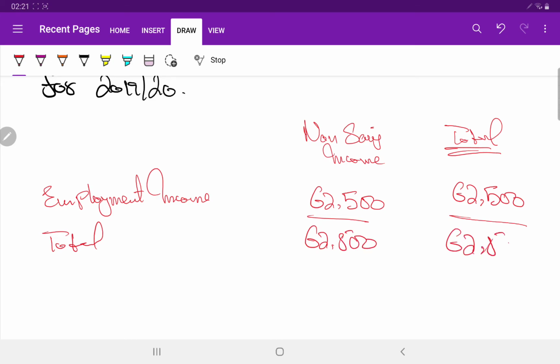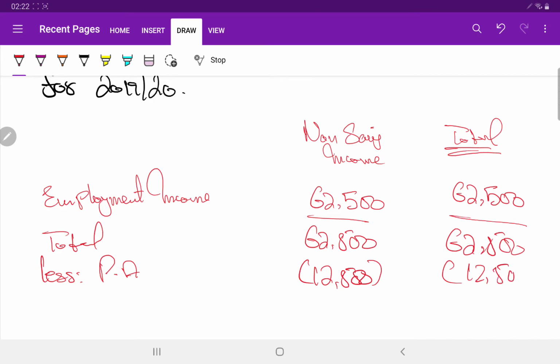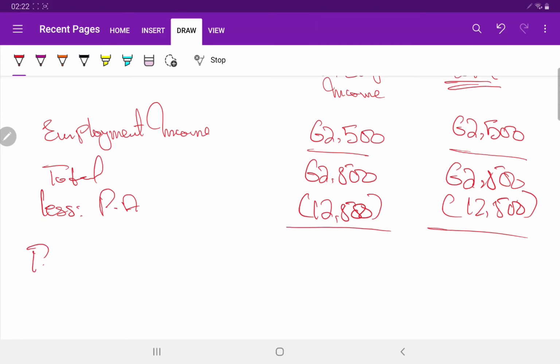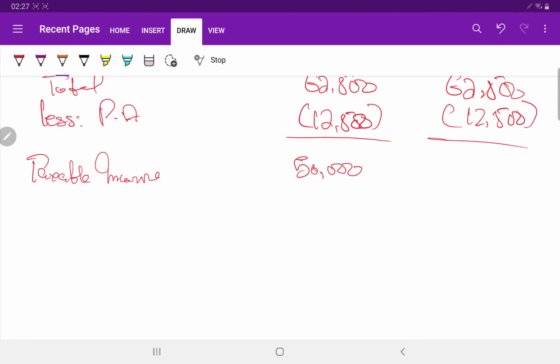Then we will deduct the personal allowance, which is 12,500. So my taxable income will be 50,000. Now let us do the tax calculations for it.